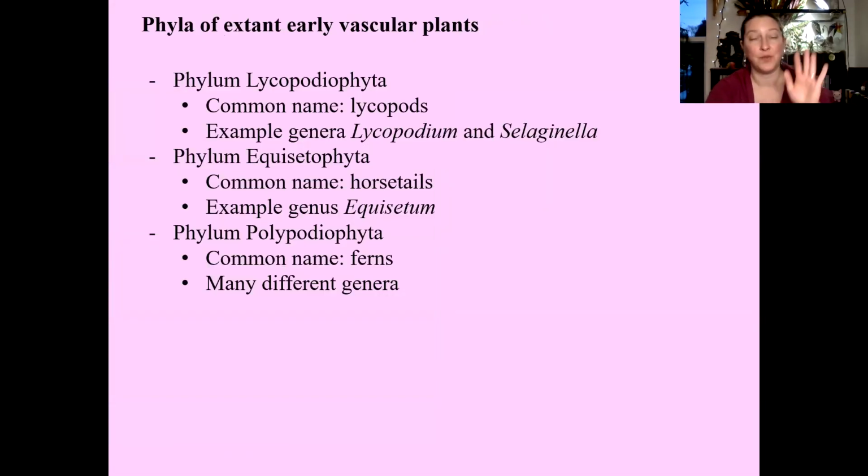Okay, so that's an overview of those extant early vascular plants, the ones that are still living on Earth. The ones we're going to cover in this course are the phylum Lycopodiophyta, which we'll talk about next class. After that, we'll talk about the phylum Equisetaephyta. And then following that lecture, we'll start talking about the ferns, which are in Polypodiophyta. And I know when I say these words, you're like, I'm never going to be able to say that word. You will. It just takes practice.